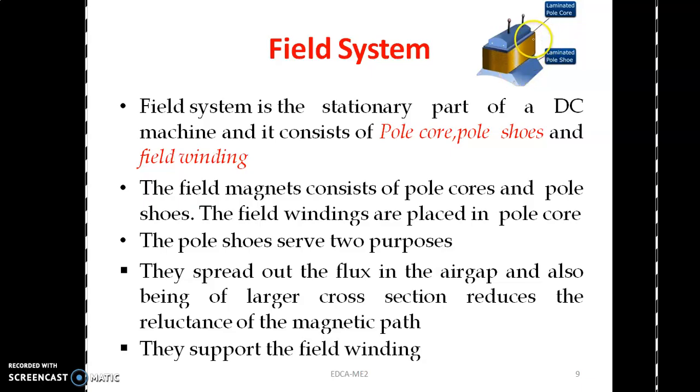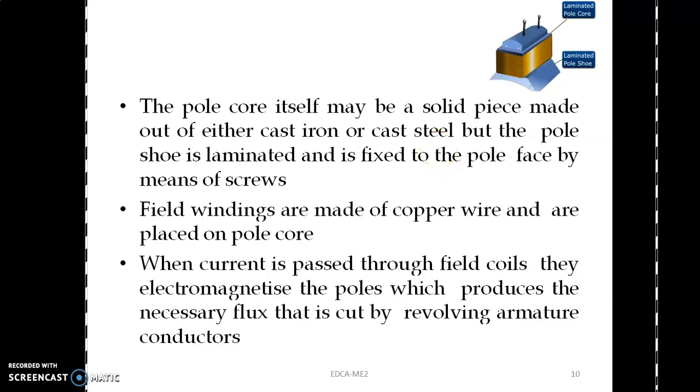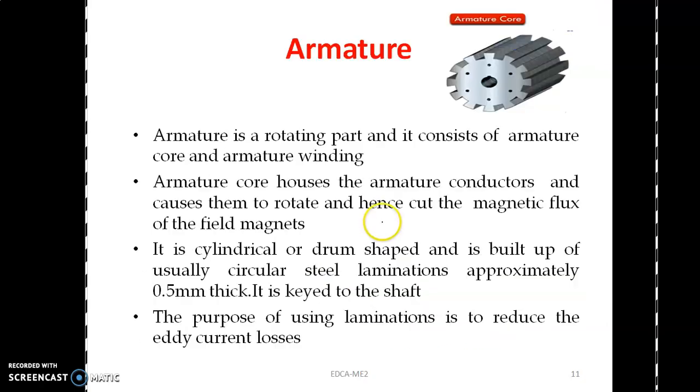And also this shape supports the field winding. We know the field windings are wound on this pole core. This structure supports the field winding. The field windings are made up of copper wire, and are placed on the pole core. When current is passed through the field coils, they electromagnetize the poles, which produces the necessary flux that is cut by the revolving armature conductors. That already we have seen.